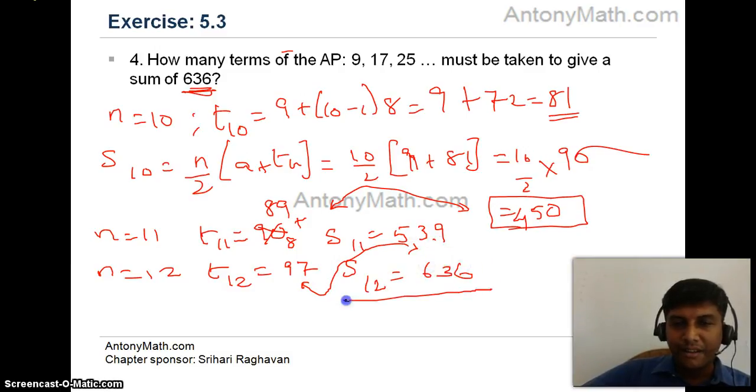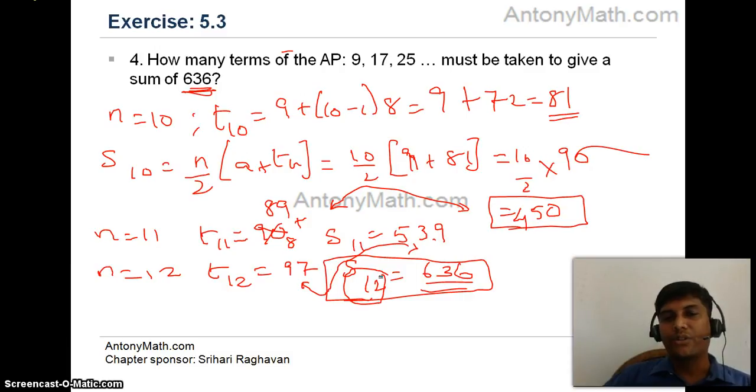636. Great. Wonderful. I have found a match here. 636 is the sum that I need. 12 is the number of items that take me to that particular position. So 12 is the right answer.